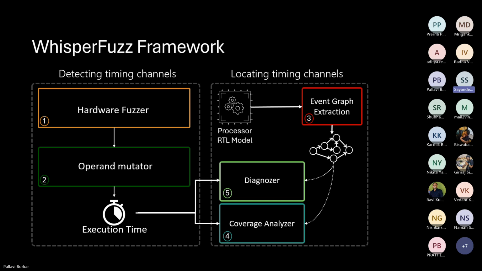And are this fuzzer and operand mutator commercial, or have they been developed somewhere by some fuzzer people? The fuzzer is an off-the-shelf fuzzer. On the other hand, the operand mutator we developed ourselves. Okay.